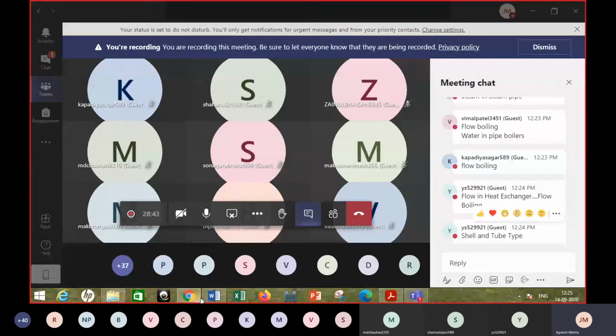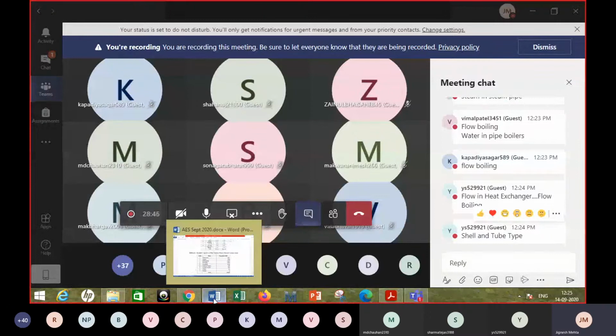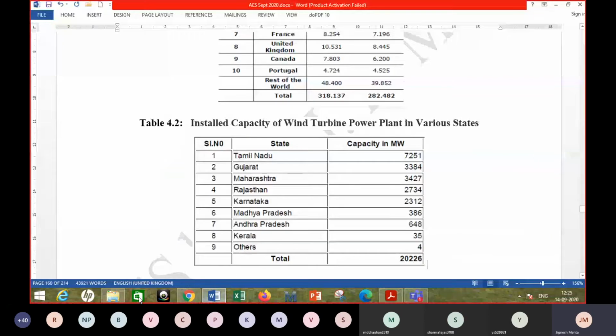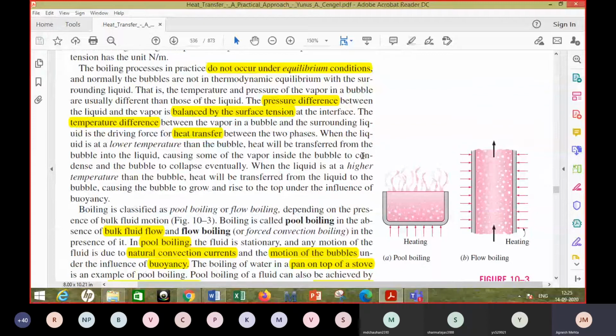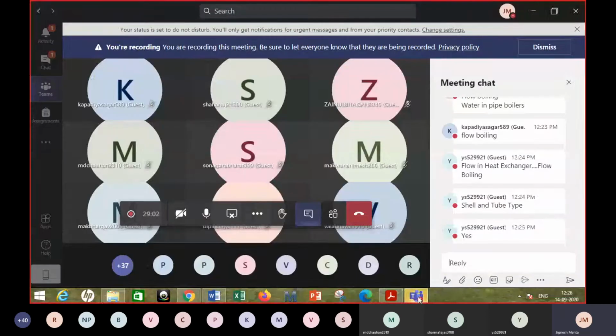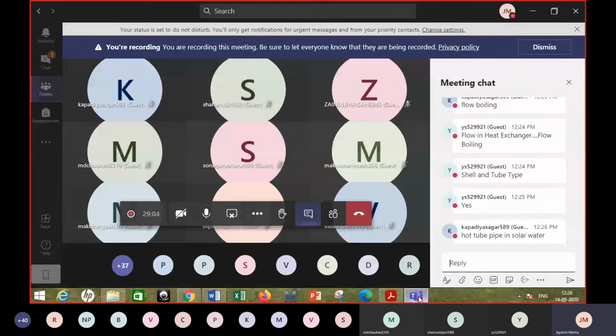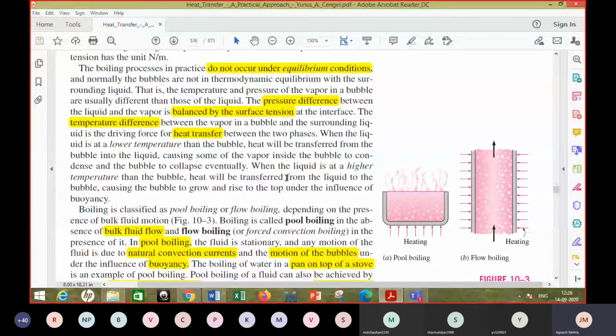So is it there in the refrigeration system? Right, you have evaporator and condenser in air conditioner or refrigerator, right? So that's an example of, okay, that's an example of flow boiling, right?